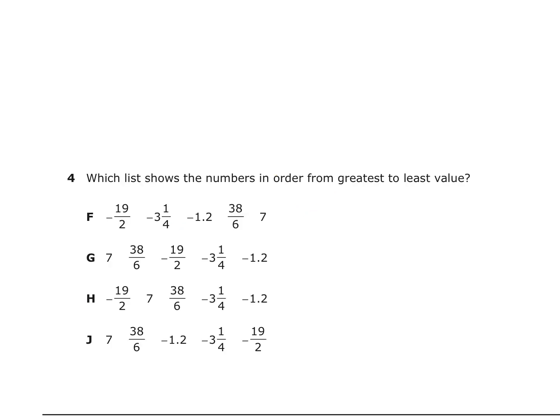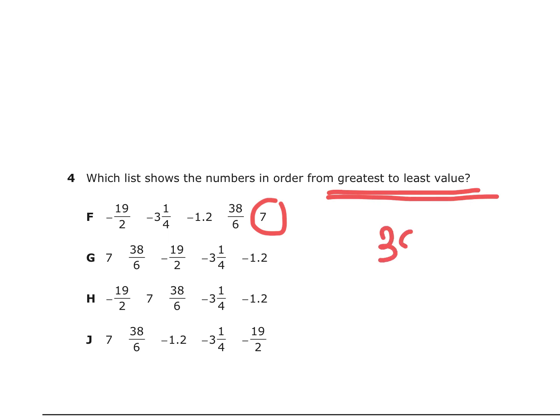Okay, so for problem number 4, it says, which list shows the numbers in order from greatest to least? So we want the largest first, and then the smallest, in order from greatest to least. And you have some negative numbers and some positive numbers. I'm looking at the answers, and these are the same 5 numbers on each of the answers. Which one is the largest? Negative 19 halves, negative 3 1/4, negative 1.2. It looks to me like 7 is the largest, or is it 38 over 6?